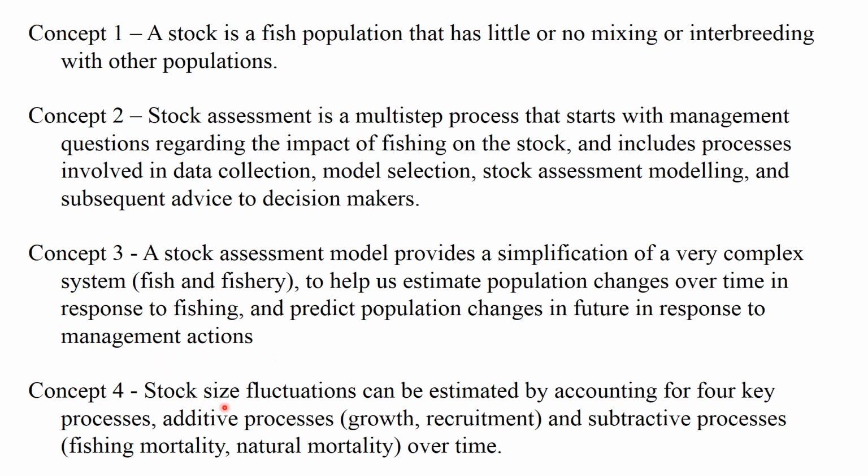Concept 4 is that stock size fluctuates. Stock size is always fluctuating, and there are four key processes, which I have already talked about. The four main processes are two additive processes, growth and recruitment, which add to the stock, and two subtractive processes, fishing mortality and natural mortality. Due to this death, individuals go out of the stock. So these are the four key processes that make the stock fluctuate.